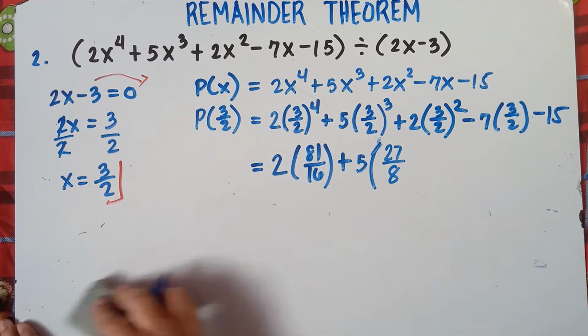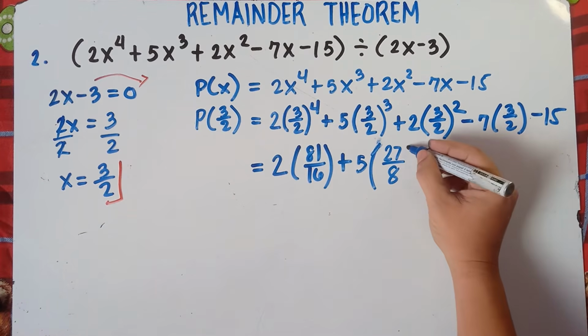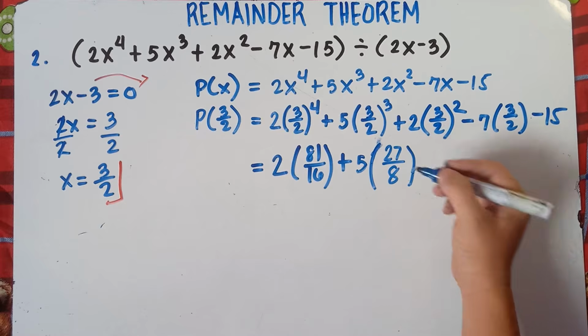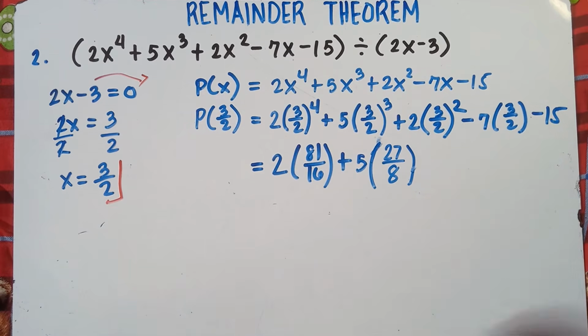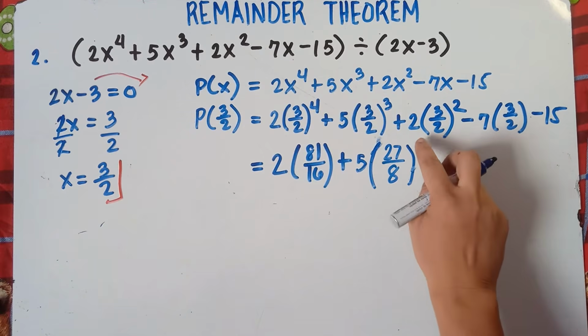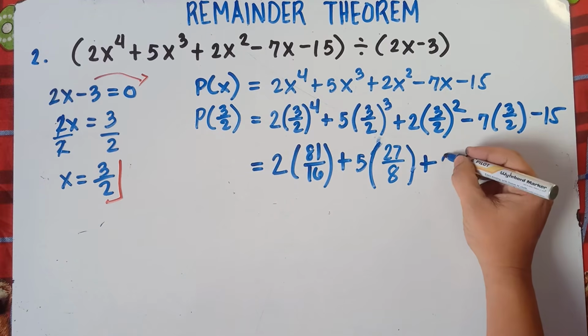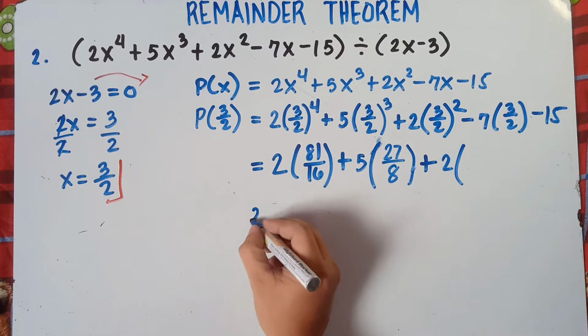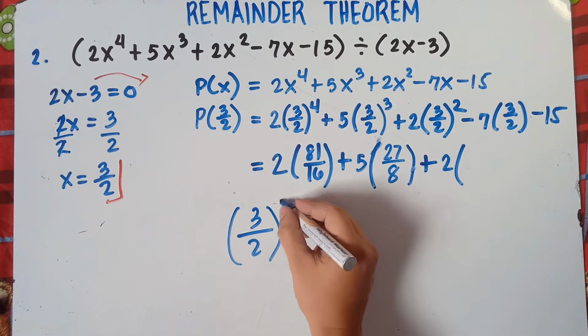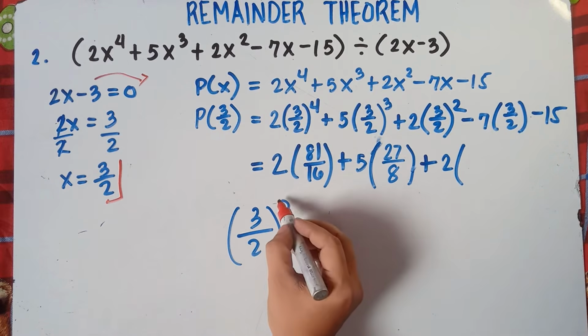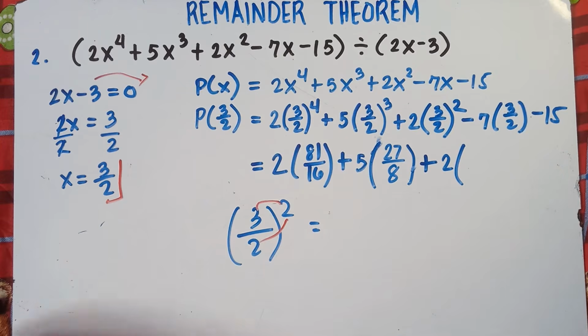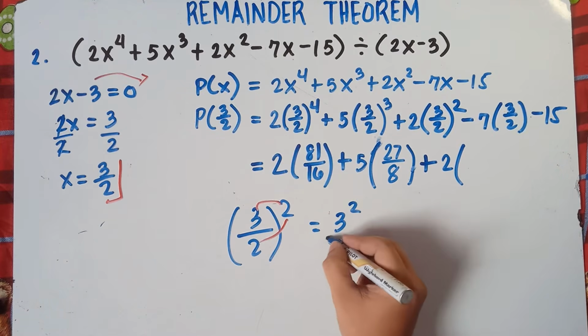Alright, so we have large numbers, class. So bear with me, we do it step by step. Next step, class, is you copy 2. Once again, do not multiply 2 and this one. You simplify this one first. So copy 2. Then you simplify this one. 3 over 2 raised to the power of 2. Once again, you distribute. This will be equal to 3 raised to the power of 2 and 2 raised to the power of 2.